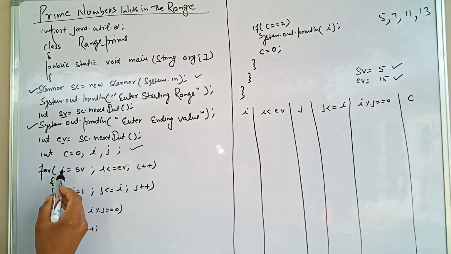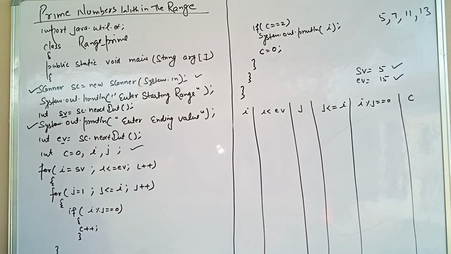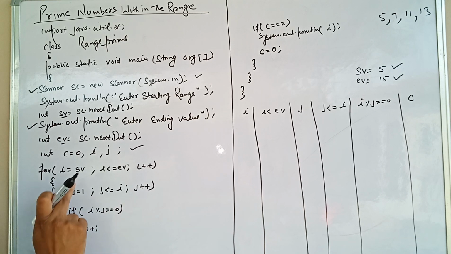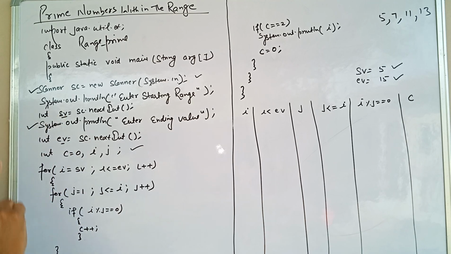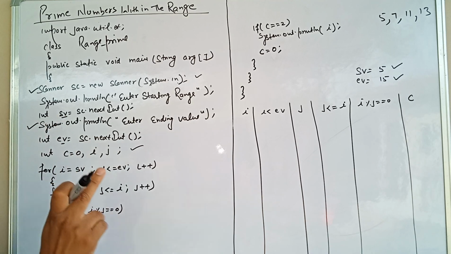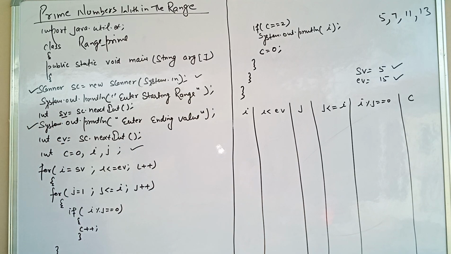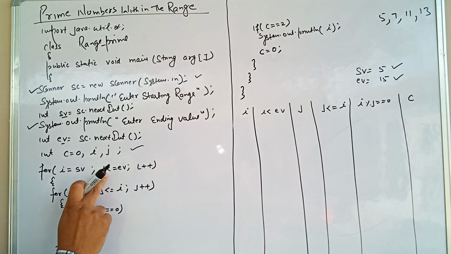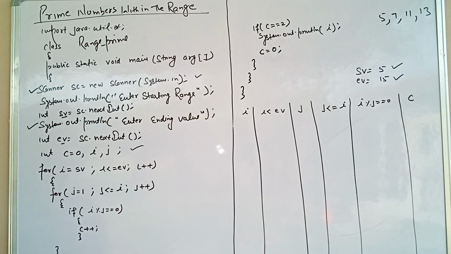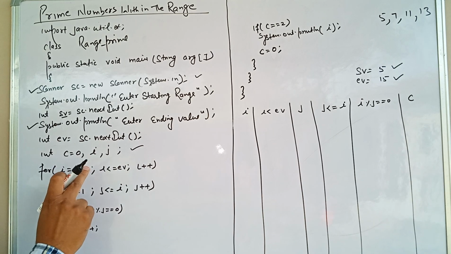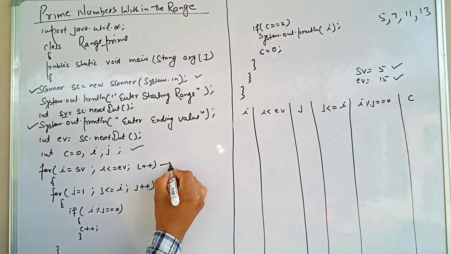I have written I is equal to SV because till now we were writing I is equal to 1 or I is equal to 0. But here the starting value is already entered by the user. So we will not write 0 and 1. We will write that variable name over here. And I less than equal to ending value. The ending value is also stored in which variable? EV variable. Now this is the first loop. This is my outer loop.